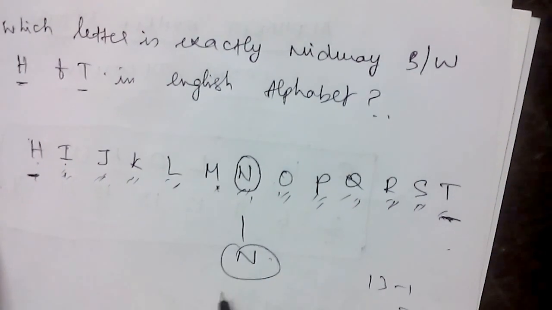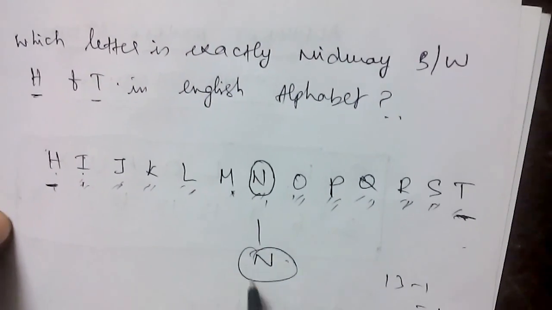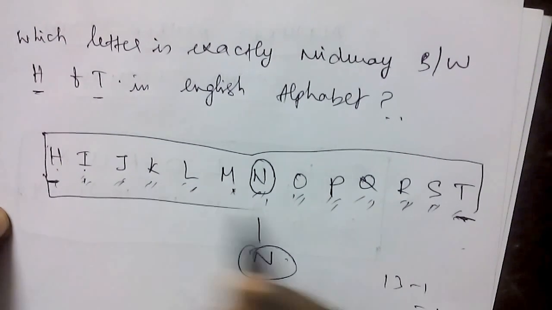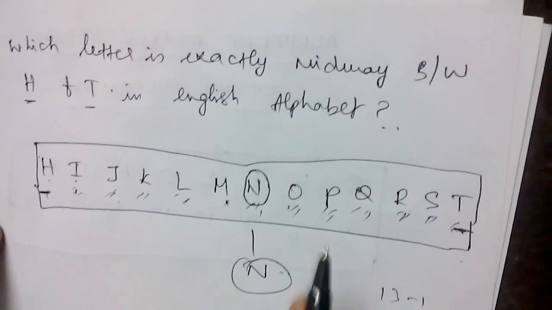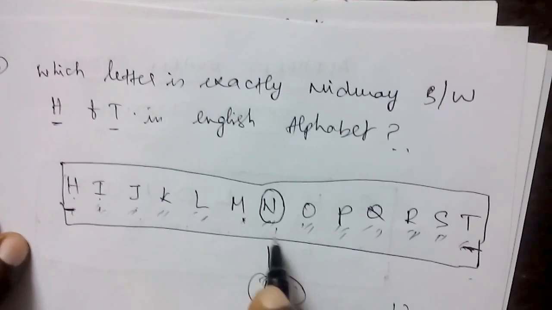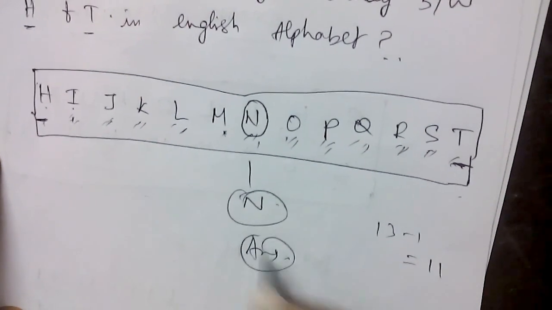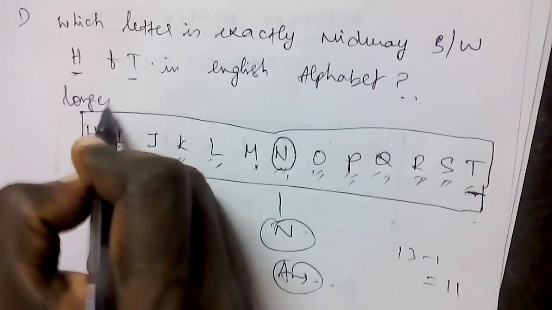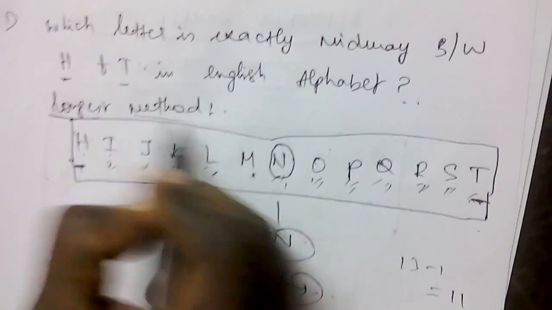So people who are watching this video, just make a note of it. This is the normal version and the longest concept which we use to find the midway. So N is the midway. We found the answer as N. This is the longest method, I'm writing it down.